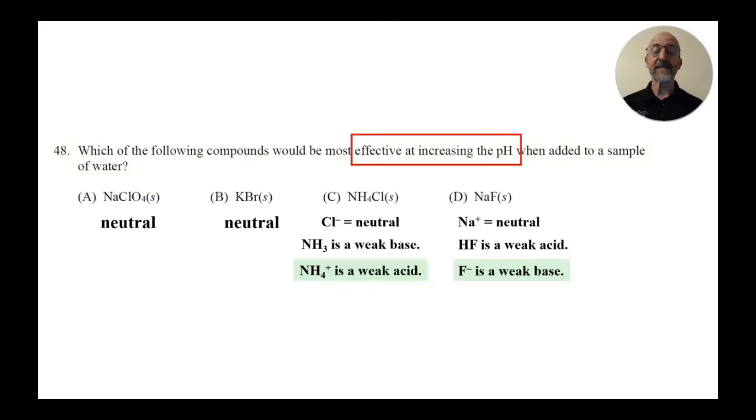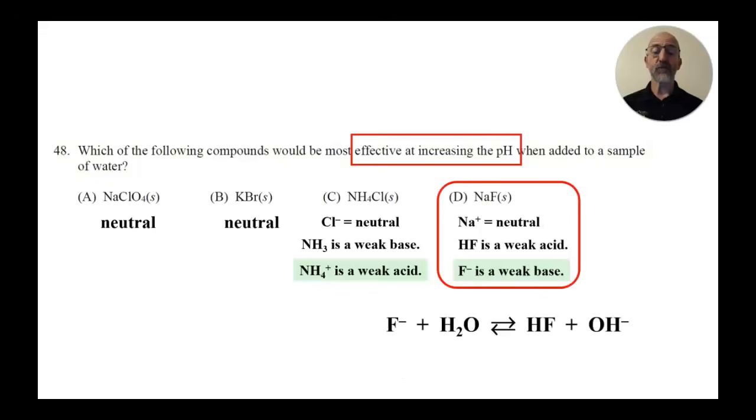So here is a net ionic equation in which the fluoride ion can react with water as a weak base, and it produces HF along with the hydroxide ion. So when added to a sample of water, sodium fluoride, because of the presence of the fluoride ion as a weak base, would increase the pH.